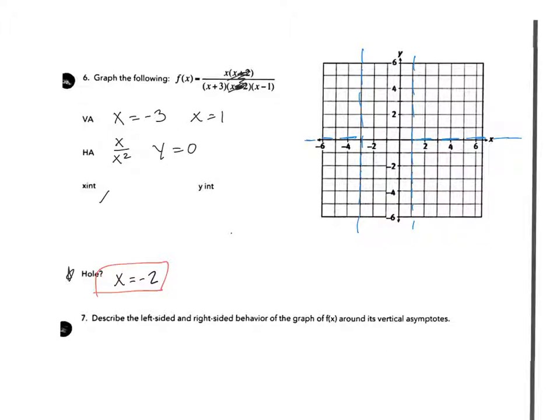X-intercept, take the numerator, set that equal to 0. Well, that was fast. X equals 0. So I guess it does cross. Then we're going to have our y-intercept. When we go back to, well, we don't have it multiplied out, but that's okay. We can put zeros in there for x. So we get y equals 0.